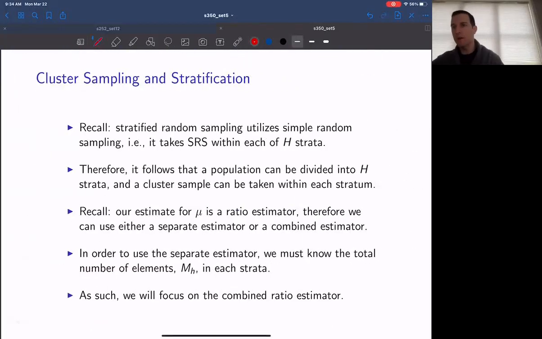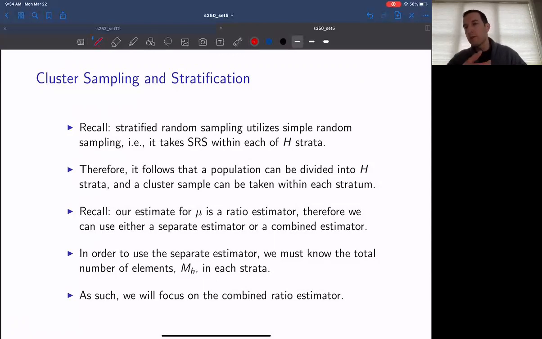Now what we're going to talk about is the amalgamation of cluster sampling and stratification. When we use cluster sampling and stratification, I misspoke at the beginning because I said you would select a cluster then stratify within. It's actually the other way around. What we would do is stratify the population into different strata, and then within each of the strata, we can take a cluster sample.